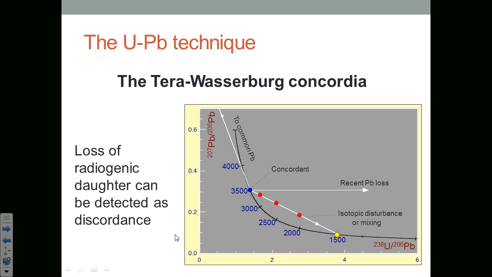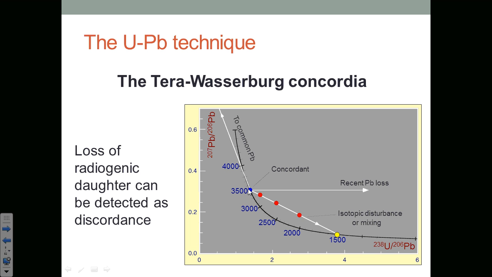Okay, the diagrams, you're going to see a lot of these throughout the talk, and this kind of diagram is called a Concordia diagram. And this particular type of diagram is called a Tera-Wasserburg Concordia. And the idea here, what we're plotting is the 207 lead to 206 lead ratio versus the 238 uranium to 206 lead ratio. And this line here, the black line with ages on it, is called the Concordia curve. And so if a mineral grain has remained closed, has never lost any daughter isotope, it's going to plot on that curve, like this blue dot.